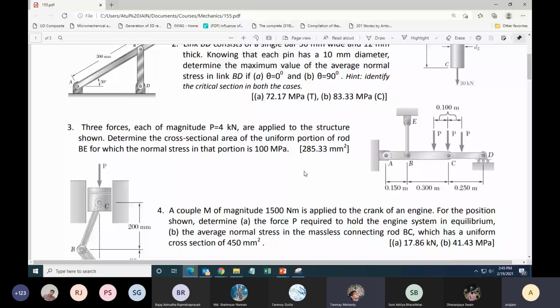Sir, and it is 0.1 each length. Yes. Okay then. Please try to solve this, those who have not solved. And those who have solved it, you can try question number 4.